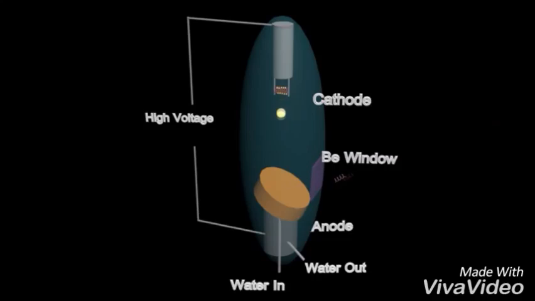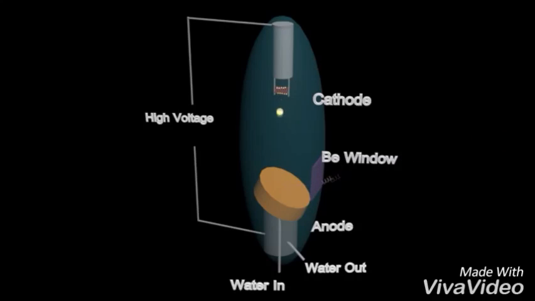On the image, you can see the main components of the X-ray tube. The whole system is in vacuum, which is achieved with the help of the surrounding glass bulb. X-rays are generated with the help of accelerated electrons.